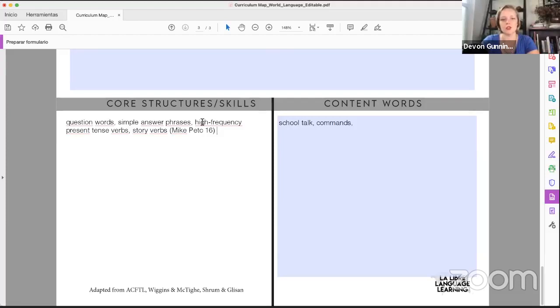Some other core structures and skills that you might want: I've heard people describe for curriculum creation, a really good way to do it is also skill-based and not necessarily content-based. So maybe narrating and describing the immediate environment. What would a student need in order to be able to do that? So you could think of like "je vois." That's a really essential piece of being able to do novice level tasks or survive in a target language environment.